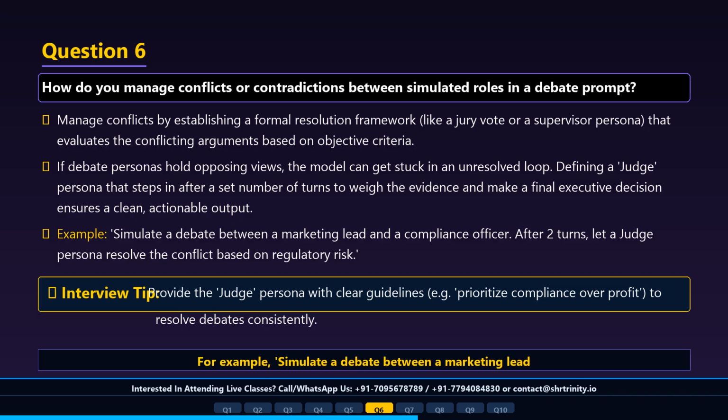For example, simulate a debate between a marketing lead and a compliance officer. After 2 turns, let a judge persona resolve the conflict based on regulatory risk. A common mistake is leaving the debate open-ended without a mechanism to synthesize a single, unified recommendation. As an interview tip, provide the judge persona with clear guidelines, e.g., prioritize compliance over profit, to resolve debates consistently.